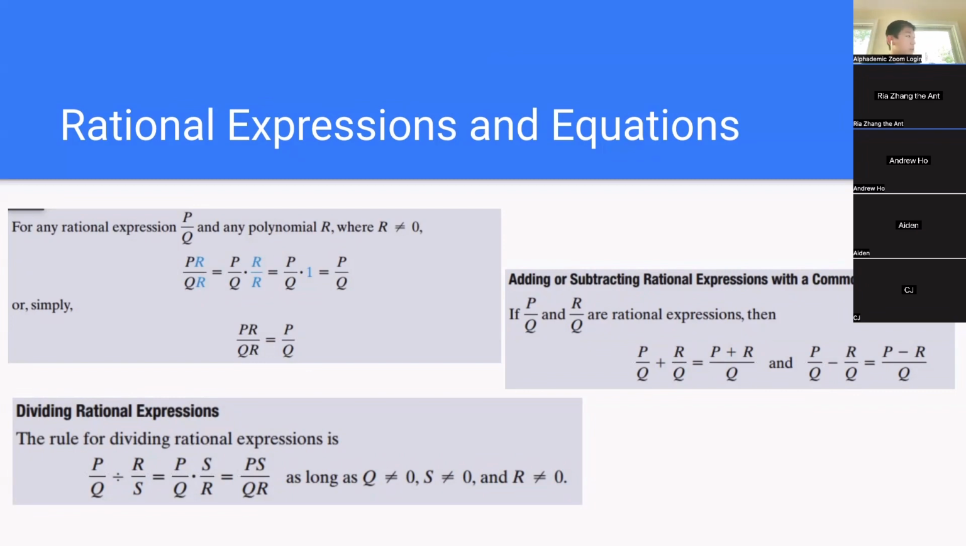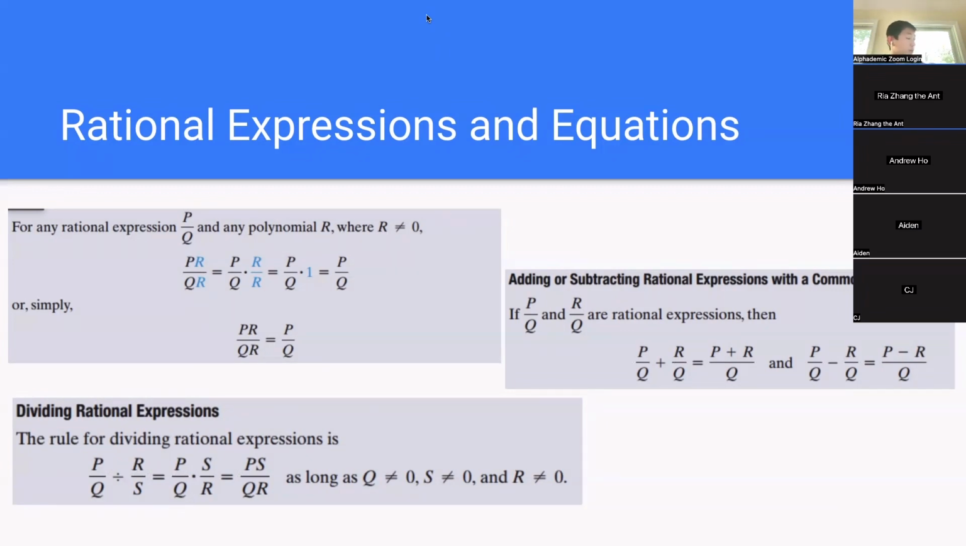So for any rational expression P/Q, and the polynomial R, where of course R does not equal 0, PR divided by QR is equal to P/Q times R over R. Of course, any number over itself will always equal 1, so it will just equal P/Q. And then adding and subtracting, of course, when you're adding and subtracting two fractions, or just two expressions in general, you will need to have a common denominator. That's the most important part.